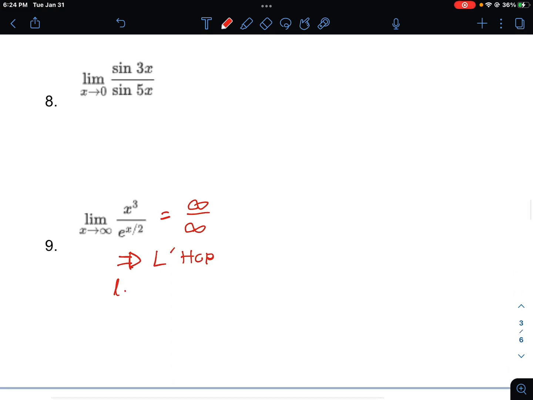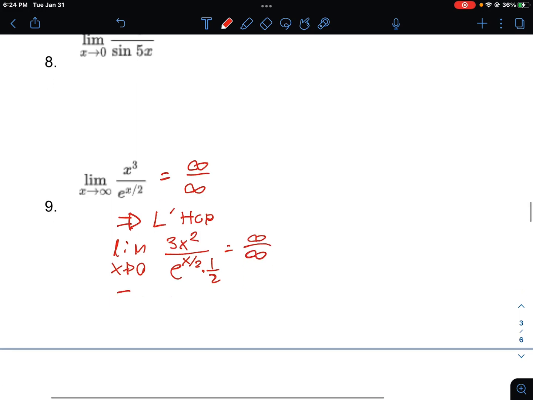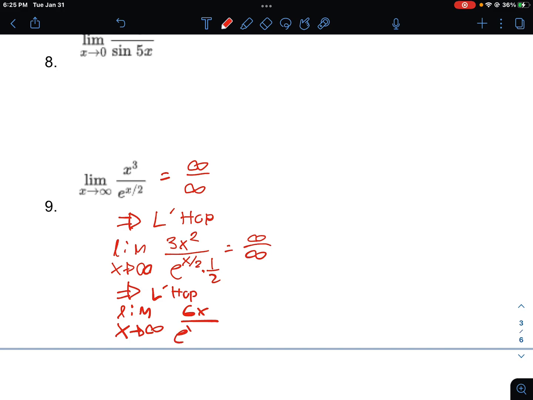And we're going to end up getting the limit as x approaches infinity of 3x squared over e to the x over 2 times 1/2. Okay, we're going to end up getting the same thing. This is going to approach infinity over infinity, which is indeterminate form. So we have to use L'Hopital's rule again. And we're going to get the limit as x approaches infinity, not 0, infinity, of 6x over e to the x over 2 times 1/2 times 1/2, or 1/4.